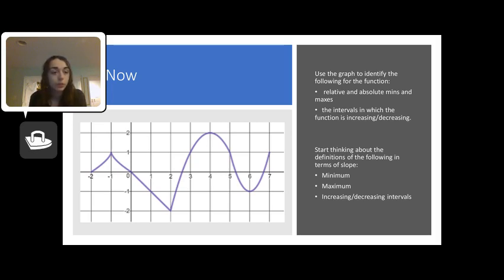So this is a little refresher from your algebra class. You guys should remember how to do this. And then I also want you guys to start thinking about the definition of these terms in terms of slope. This is not something you guys have seen before, but I want you guys to try your best, and we will be reviewing this later on in the lesson.